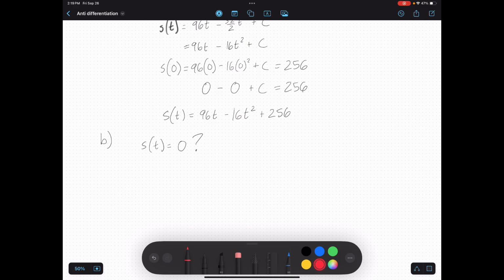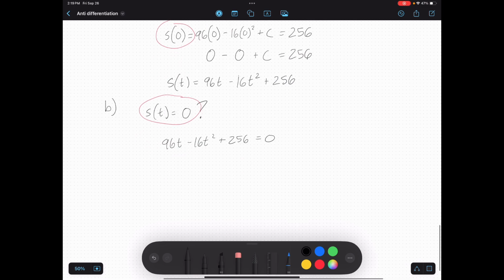Notice how that's very different. This is very different than plugging in 0 for t. This is the opposite. I'm plugging 0 in for my output. So let's try this out. Where is 96t minus 16t squared plus 256 equal to 0?